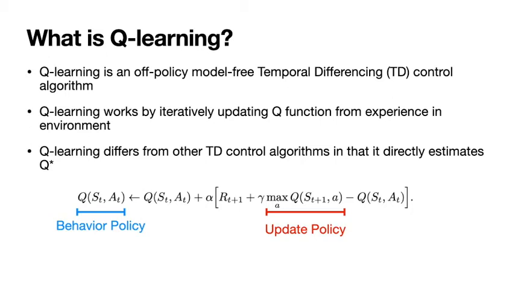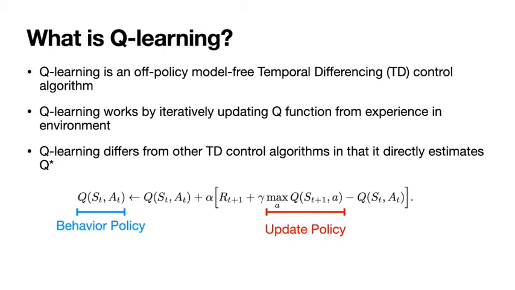Below is the update equation for Q-Learning. What this is basically saying is that when taking an action A at state S at time step T, observe the current Q value. Then update the Q value by adding the reward received from taking the action, plus the Q value of the best action-state pair for the next state.